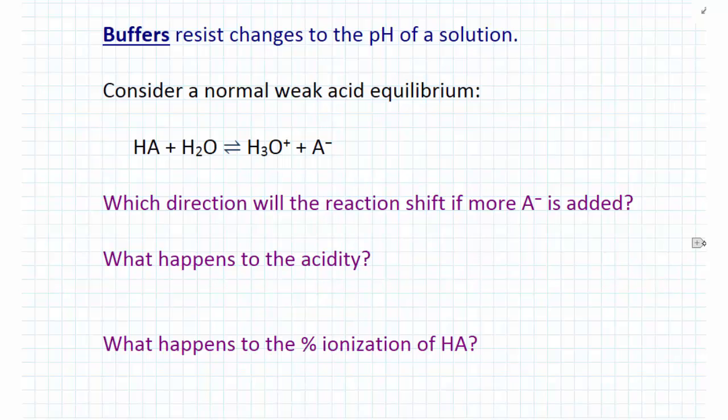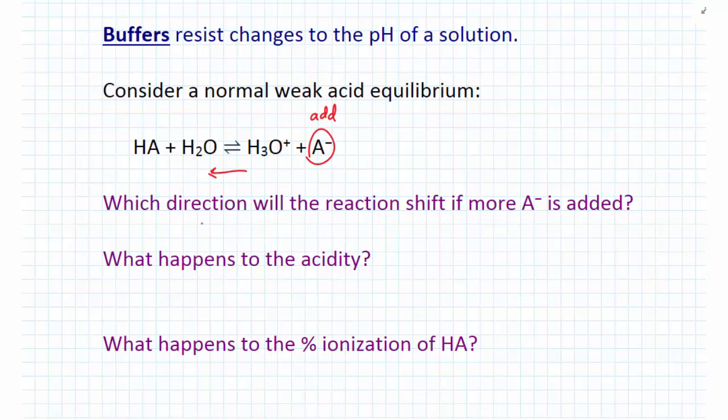So let's start with a normal weak acid equilibrium. We've seen this many, many times before. Let's do Le Chatelier's principle. Which direction will this reaction shift if we add more conjugate base? Yeah, the reaction will shift. If we add this, we're going to produce more HA and water to compensate for that, to reestablish the original equilibrium that we had.